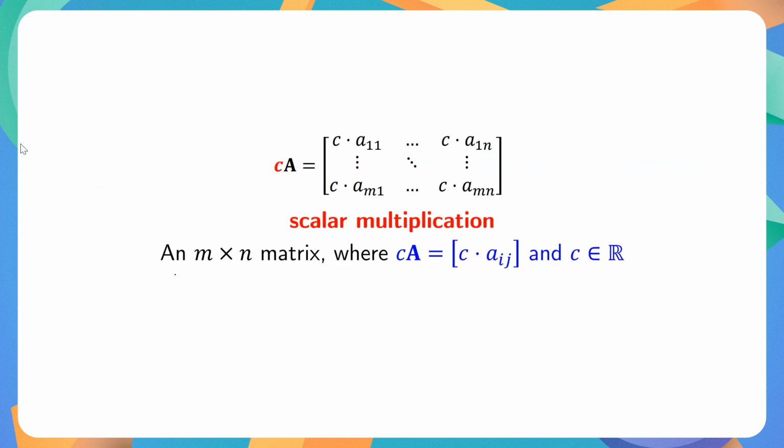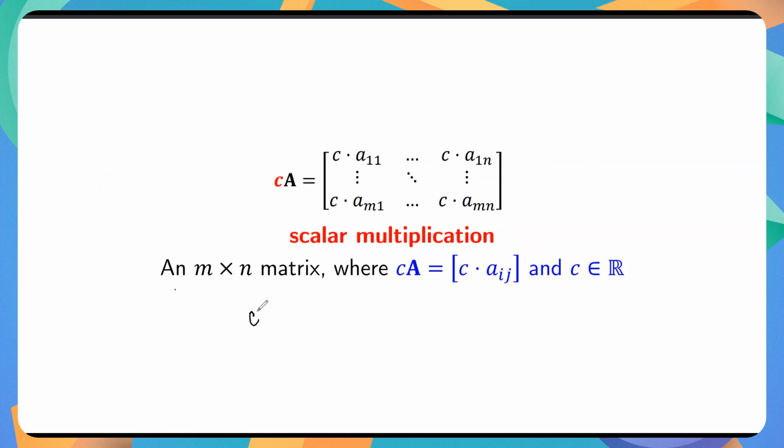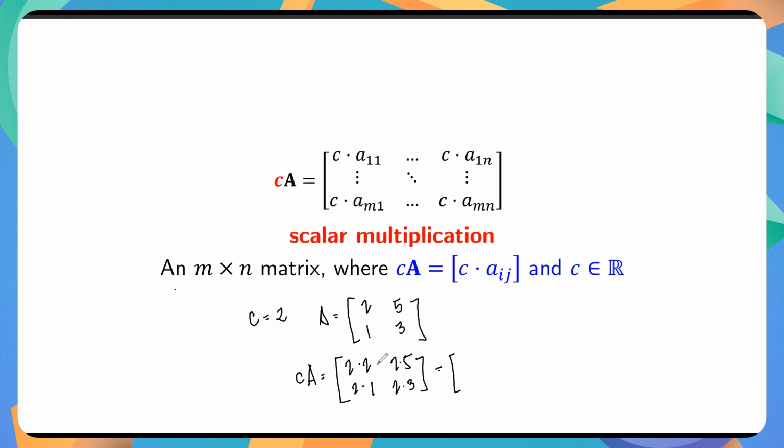So let's say we have a scalar C equals 2, and our matrix A is equal to 2, 5, 1, and 3. By applying scalar multiplication, what we get is 2 times 2, 2 times 5, 2 times 1, 2 times 3, where the 2 that we're multiplying is coming from the scalar C. When we simplify this matrix, it gives us 4, 10, 2, and 6. So that is the concept of scalar multiplication.